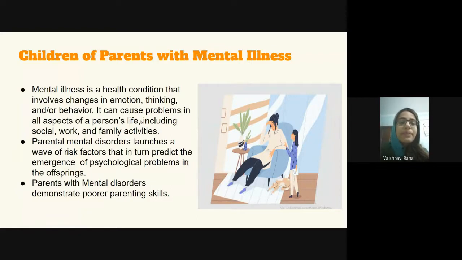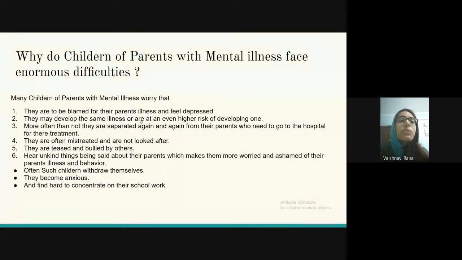Next slide, please. Now, we will discuss what are the difficulties these children face. Many children with such parents start blaming themselves for their parents' condition. They start feeling that they might be the reason their parents are not faring well in their illness. They feel depressed. Very often they develop the same illness because these mental illnesses are genetic in nature, some of them, such as schizophrenia, Alzheimer's, and bipolar disorder. So these children are themselves at a higher risk of developing them later on in their life.